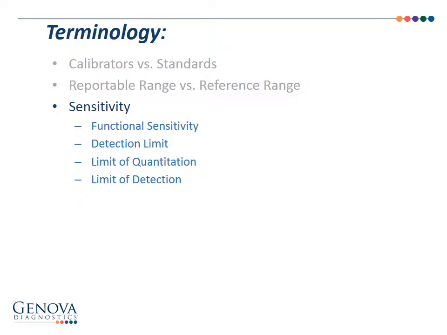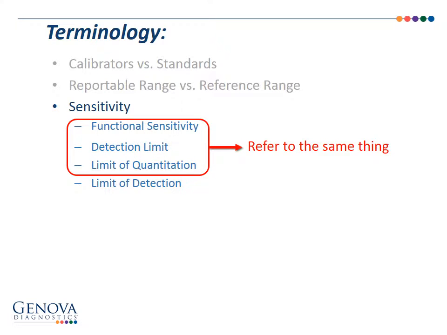So let's talk about sensitivity. This is something that confused me a lot when I first started in development, because we have these 4 terms: functional sensitivity, detection limit, limit of quantitation, and limit of detection. And I would get them confused all the time. I spent a lot of time saying, wait, what are we talking about? And it turned out that I was getting confused because for what we're doing, these 3 basically refer to the same thing. And limit of detection is something different.